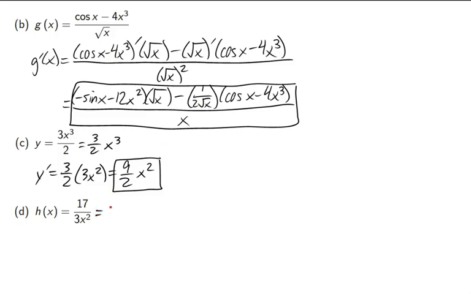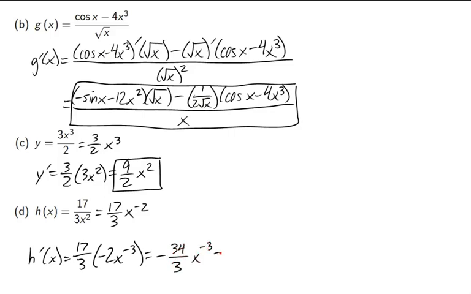Same thing here. 17 over 3 can be in front, but this time I can think of this as an x to the negative 2. Let's calculate the derivative. Well, I get 17 over 3 in front. Power rule says bring the power in front and subtract 1 from the power, so let's be careful here. Negative 2 minus 1, negative 3. And then to simplify that slightly, it looks like negative 34 over 3, x to the negative 3, and I'll give that one more simplification as negative 34 over 3x cubed.